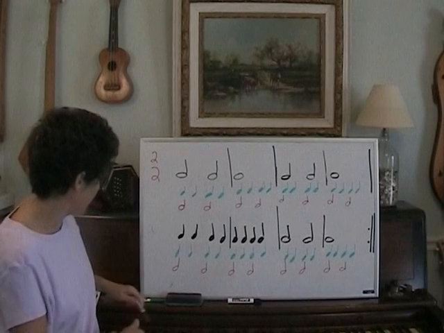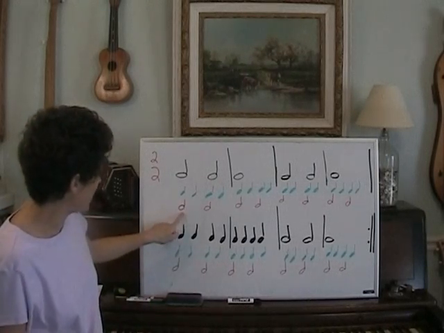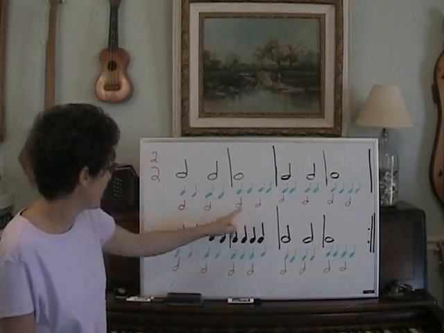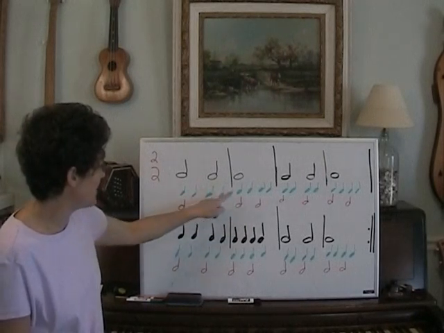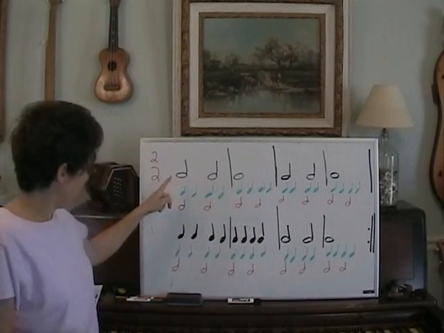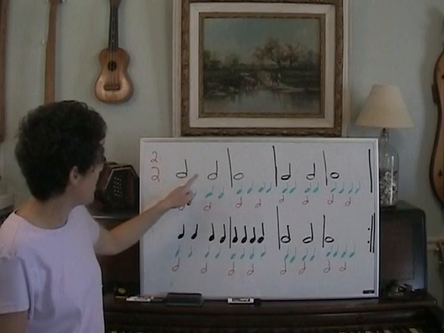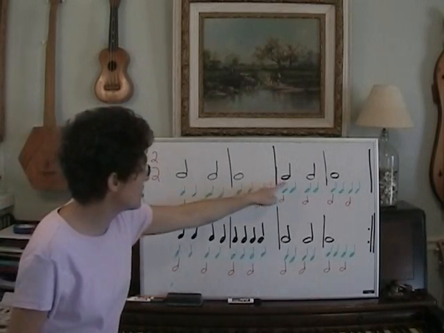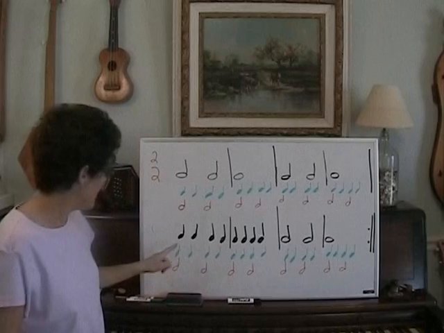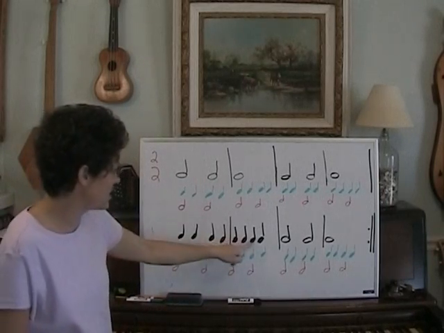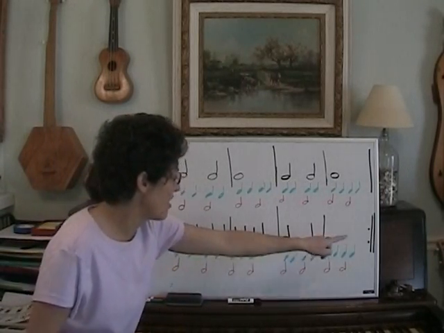So if we were going to say the rhythm, this would be ta, ta, ta, ta, and these would be ta-dee, ta-dee, ta-dee, ta-dee. So our beat, if we said the rhythms, would be ta, ta, ta, ta, ta, ta, ta-dee, ta-dee, ta-dee, ta-dee, ta, ta, ta.